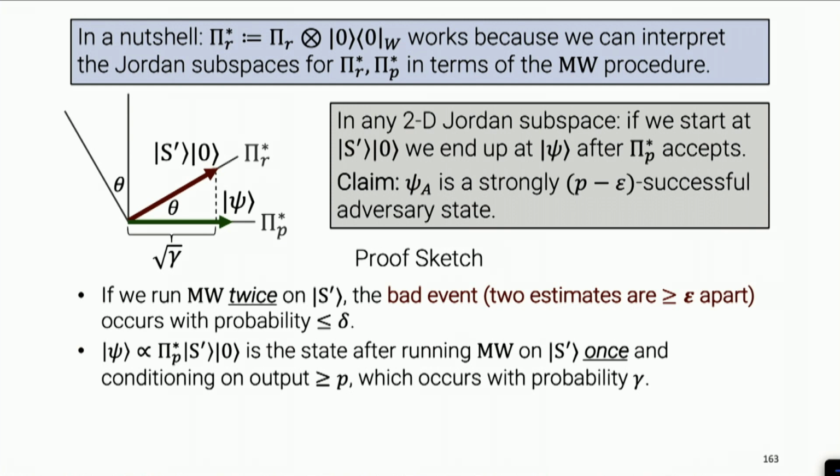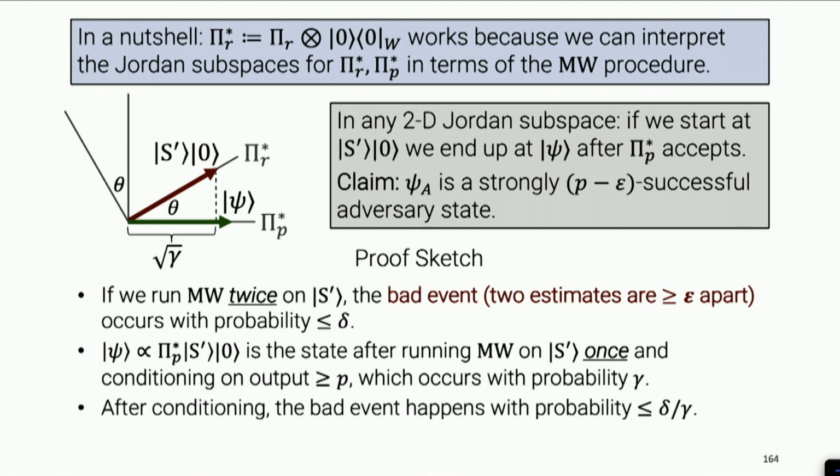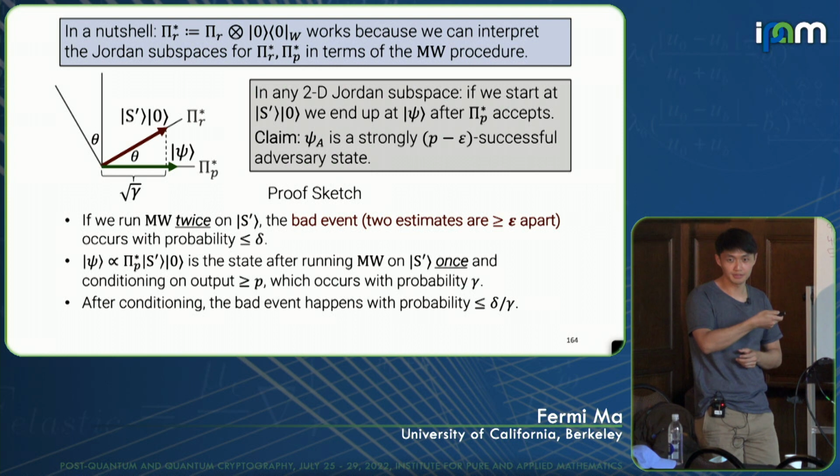And so I have some handle on what's going to happen when I run it one more time. In particular, this conditioning can only blow up the probability of a bad event by so much. So I'm conditioning on an event that happens with probability gamma. And so this bad event of getting two estimates that are more than epsilon apart is at most delta over gamma now. It only blows it up by a 1 over gamma factor at most. If it were any higher than this, it would violate my initial guarantee on almost projectivity.